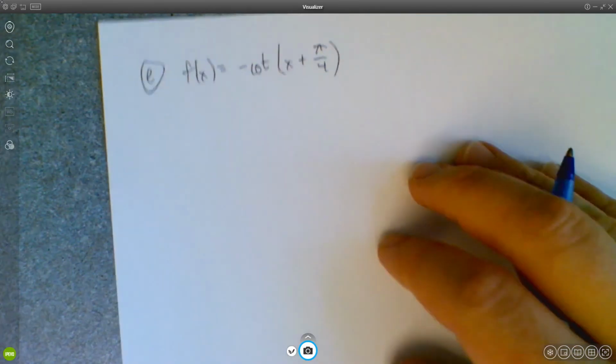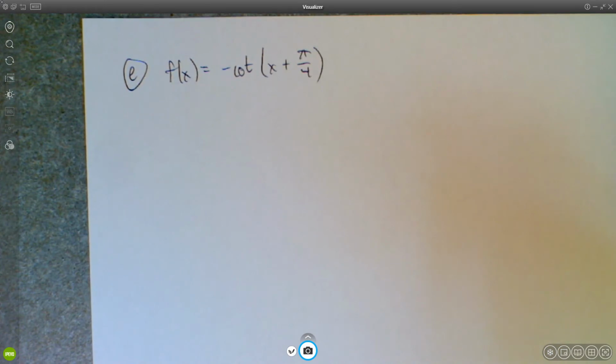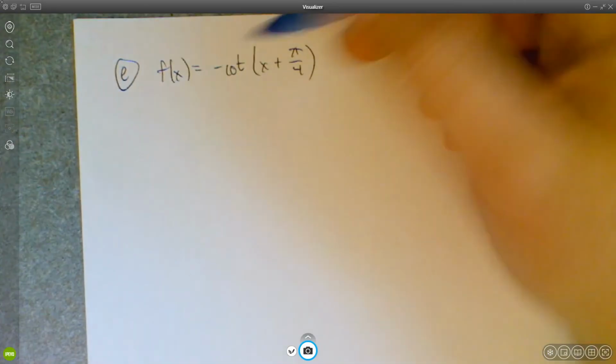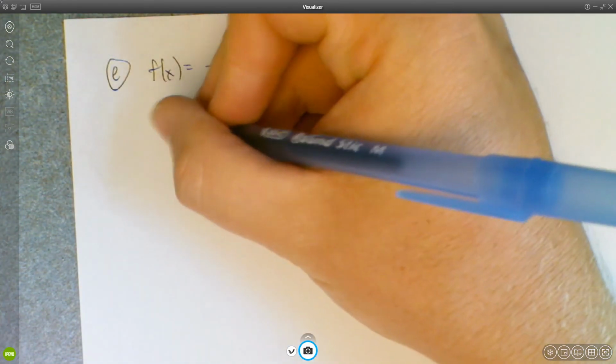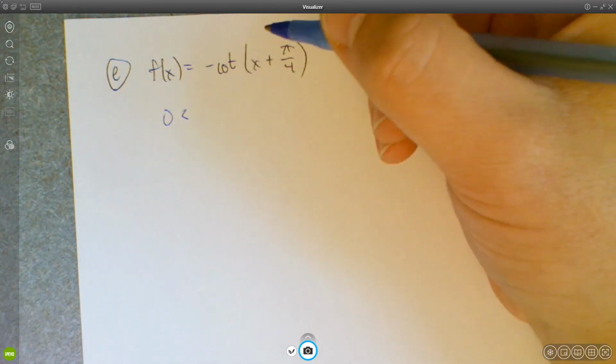Okay, so f of x equals negative cotangent of x plus pi over 4. So we're going to start the same way. We're going to trap this within the standard period. So that would be between 0 and pi in the case of the cotangent function.